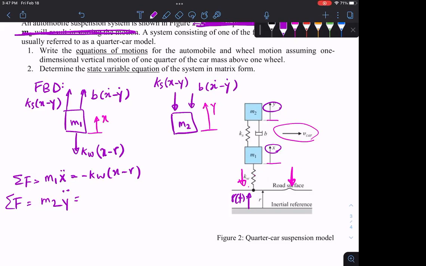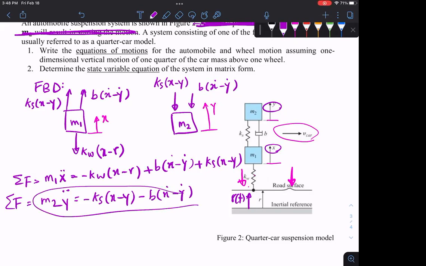So negative k omega x minus r plus b x dot minus y dot plus ks x minus 1. That's for the first one. For the second one, they are again in the negative direction, opposite direction: x minus y minus b x dot minus y dot. So bring these, rearrange them on one side, right?